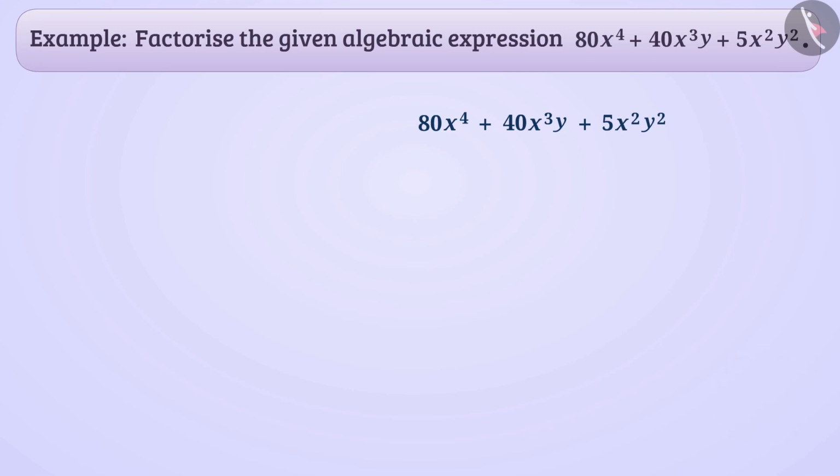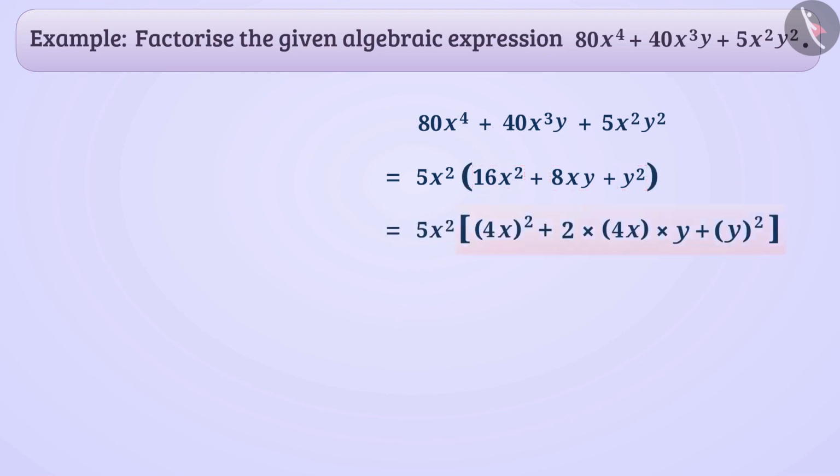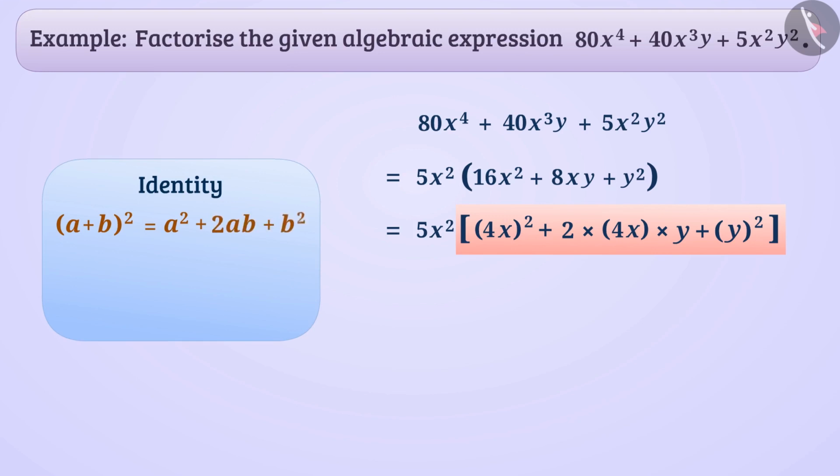Let me tell you. First, we will check if there are any common factors in all three terms of the expression. Here, 5x square is a common factor in all terms. So, we take 5x square outside of the bracket, so we get this expression. Now, we can write the terms present inside the bracket like this. The arrangement inside the bracket corresponds to the right side of (a plus b) whole square is equal to a square plus 2ab plus b square.